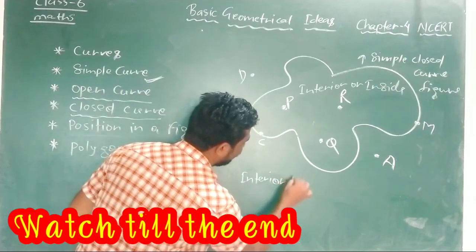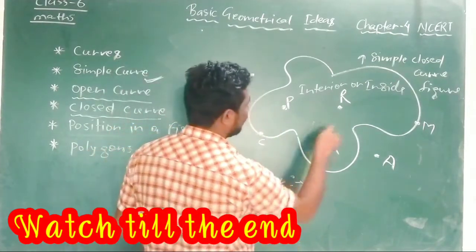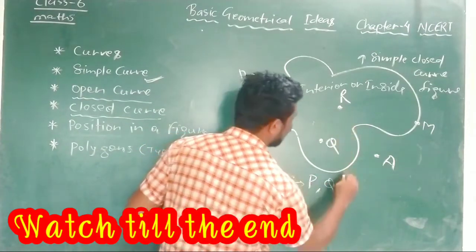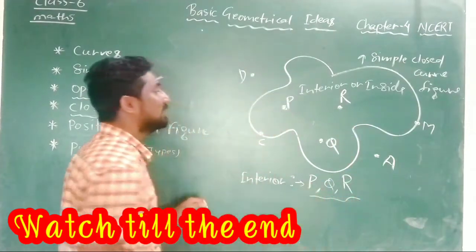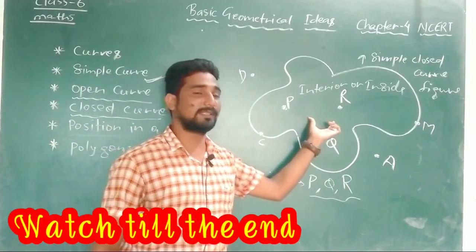So who are the interior points here? If a question is asked to write the interior points for this picture, then we'll write P, another is Q, and the next is R. So P, Q, R, these are the 3 points which lie inside this picture, means interior of this picture.